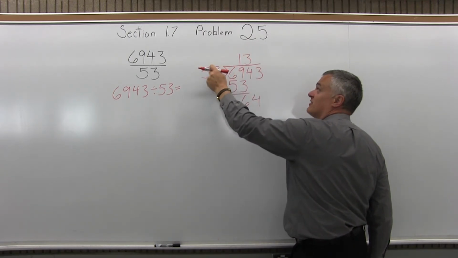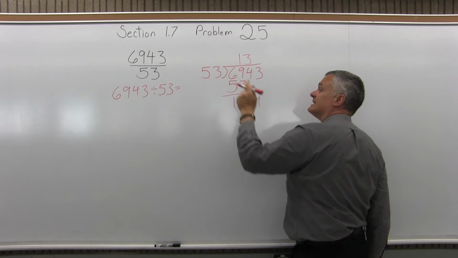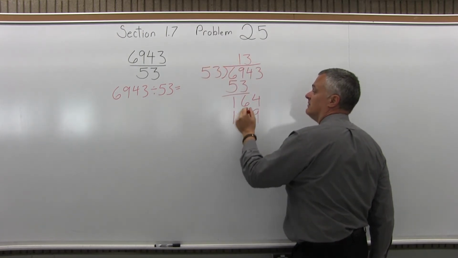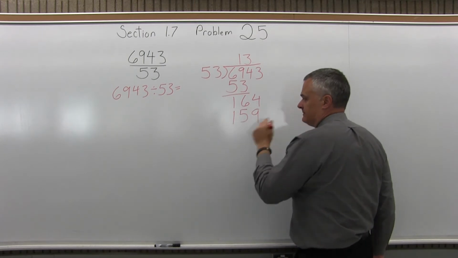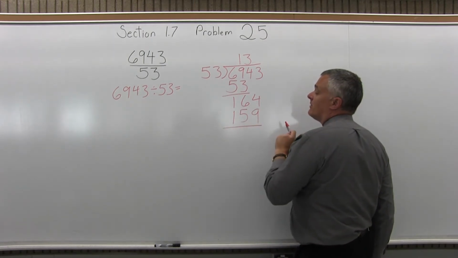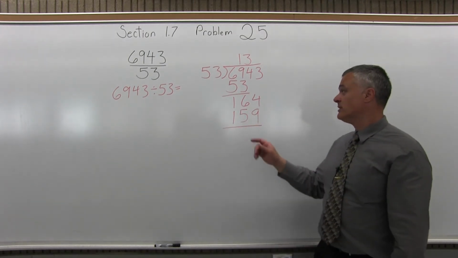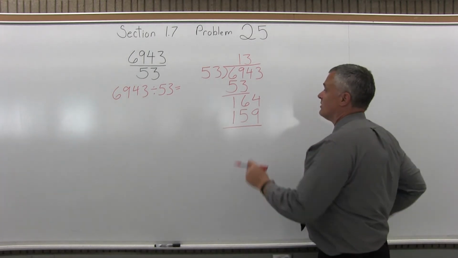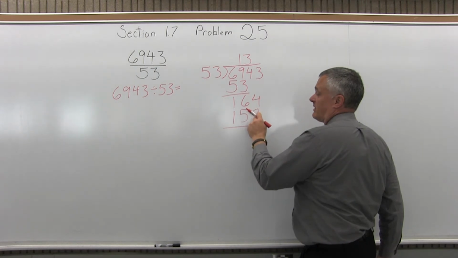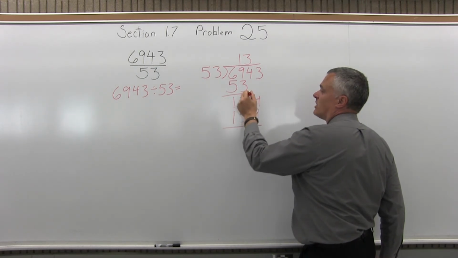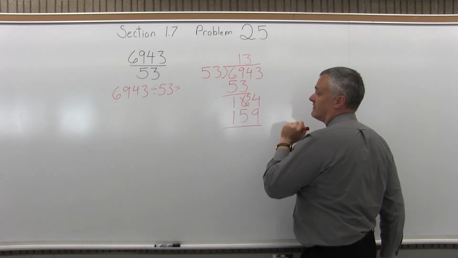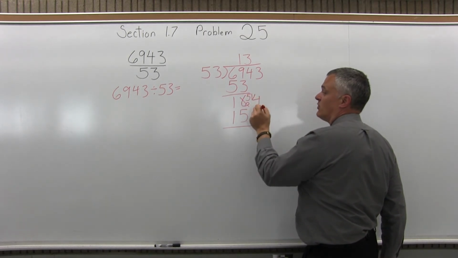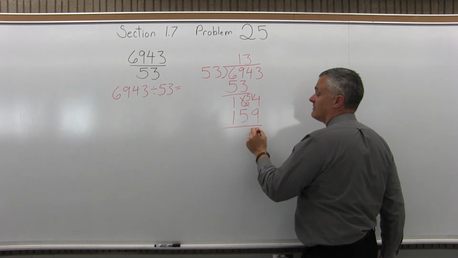So 3 times 53. 3 times 3 is 9. 3 times 5 is 15. So now I want to do 164 minus 159. So the 4 isn't quite big enough to subtract the 9 from. So I'll cross off the 6 next to it, make it a 5. I'll make that 4 into a 14. 14 minus 9 is 5.